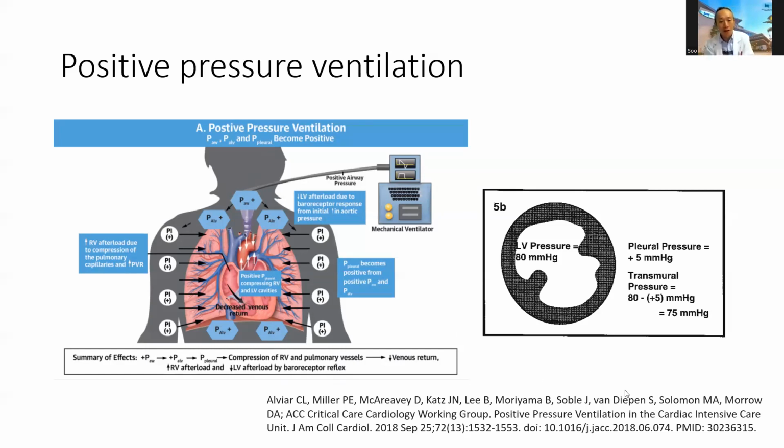And of course, the nice terms to use to describe all these things are preload, afterload, transmural pressures, and such. But the gist of it, to understand simply, is just that all organs are confined within this thoracic cage.